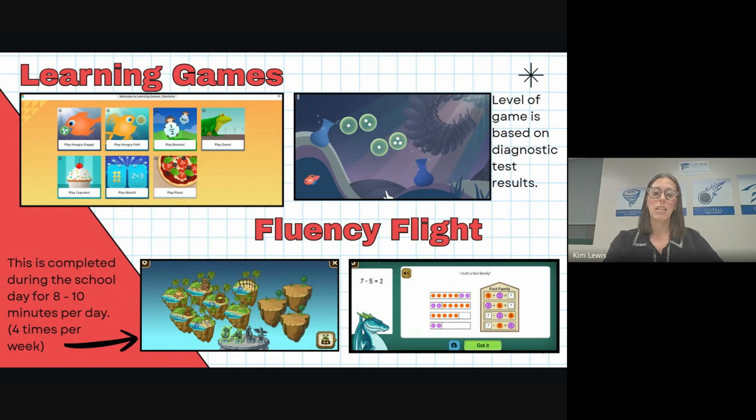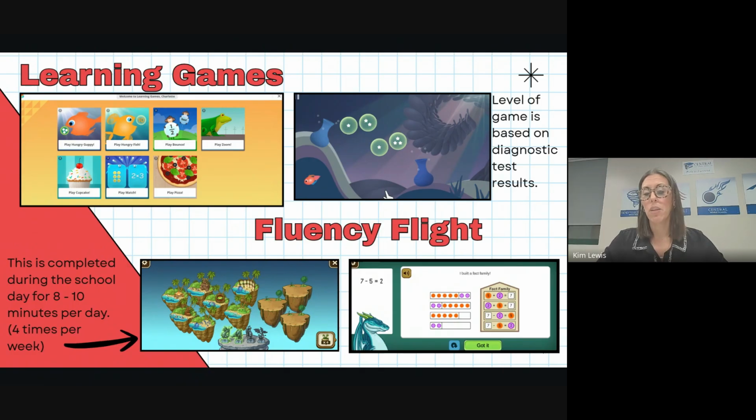The next piece that is here is fluency flight. So during parent-teacher conferences, your child's teacher may have talked to you a little bit about fluency flight. This is also a game format, and this is one that teachers are asked to have their students do 4 times a week. The program does not let them exceed 4 times a week. So some students have tried to do it on the weekend. It doesn't give them the option to play it. So they're limited to 4 times a week, and it's roughly 8 to 10 minutes a day.